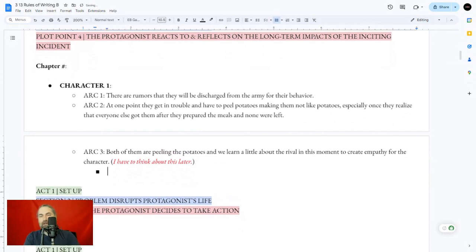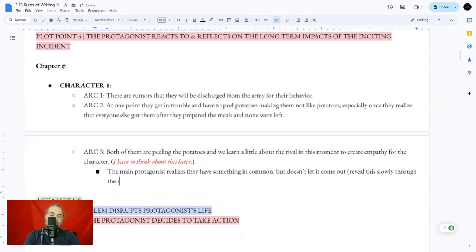And I might even write the main protagonist realizes they have something in common, but doesn't let it come out. Reveal this slowly through the remaining narrative and seed the connection. Again, doesn't have to be specific, but whatever. All right, so let's move on.